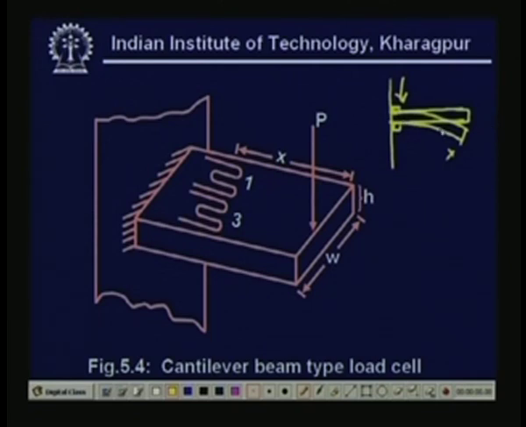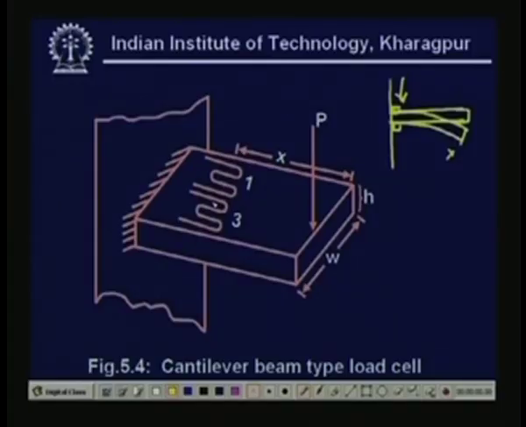Now, you see that here also we have used 4 strain gauges, 1 and 3 on the top and 2 and 4 at the bottom of this cantilever beam type load cell, which cannot be seen from the top, right. So, if I apply a force at the extreme end, strain gauges 1 and 3 will be subjected to tensile load, whereas strain gauges 2 and 4 are subjected to compressive load, right.